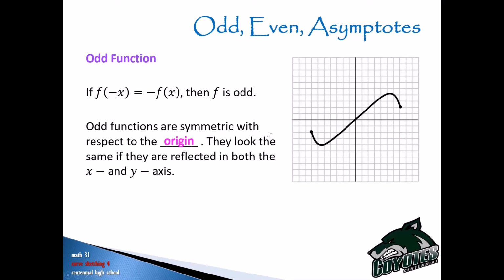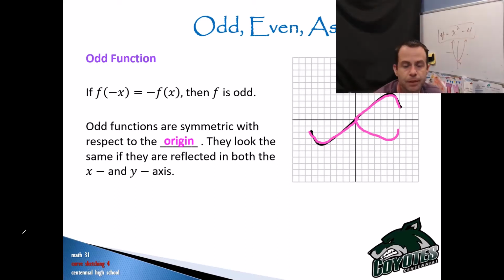If I took this fella right here, and I reflected that in the y-axis first, I would end up with something that looks like that. And then if I reflected it in the x-axis, I would end up looking like that, okay? So that's what we mean by they're symmetric with respect to the origin, okay?